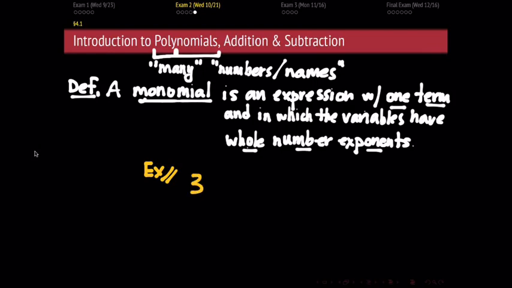Three to the fourth. Sure. That's a monomial. It's an expression that only has a single term in it, and every variable which appears has only a whole number exponent. Well, there are no variables, so that part of it doesn't even matter. But 3 to the 4th certainly qualifies. What's an example of a monomial that would have a variable in it?